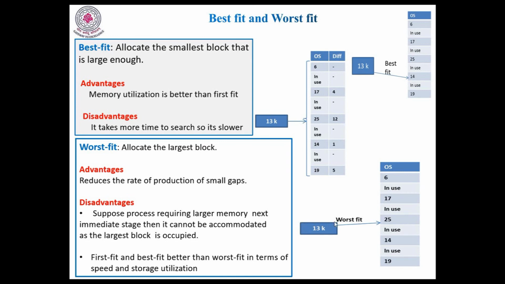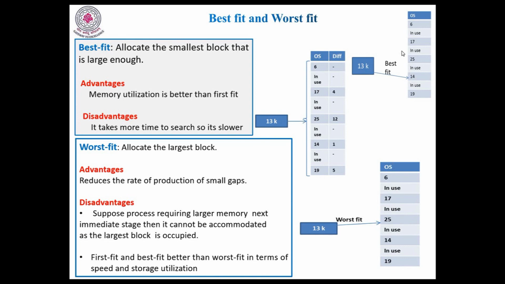Let us see here, 13K will be loaded into the largest block. Once I load into this largest block, what is the internal fragmentation? 25 minus 13, that means 12K internal fragmentation is there. What are the advantages of worst fit? It reduces the rate of production of small gaps. You see, when I select the largest block, the internal fragmentation is large. Whereas in the best fit, a small gap is there. Whereas in the worst fit, bigger gaps are there.